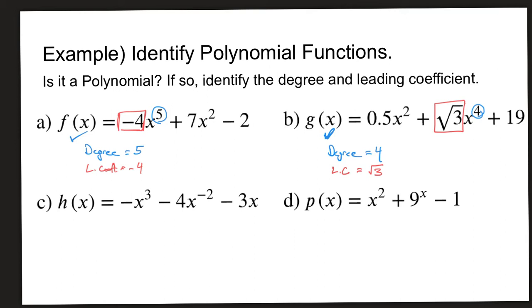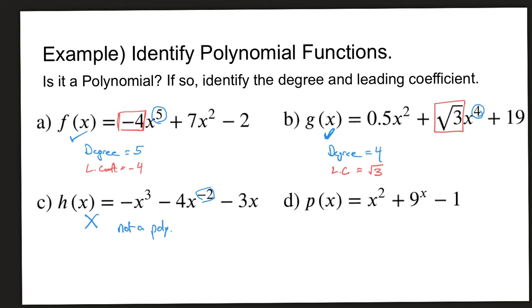What about letter C? Is that a polynomial? Well, let's check out the exponents. Uh-oh, look here. -2. That's no good. So this is not a polynomial. Because it's not a polynomial, there's no need to identify the degree or the leading coefficient.